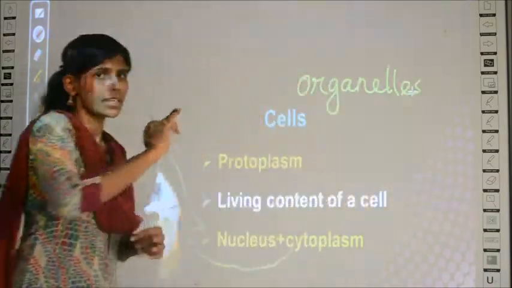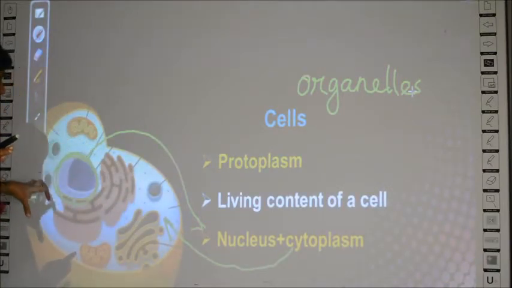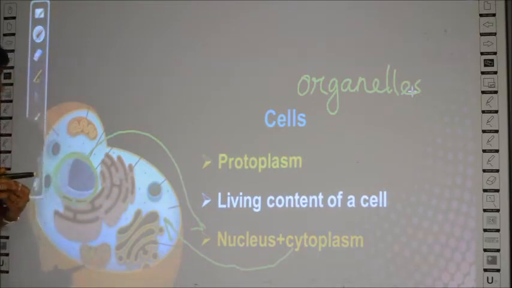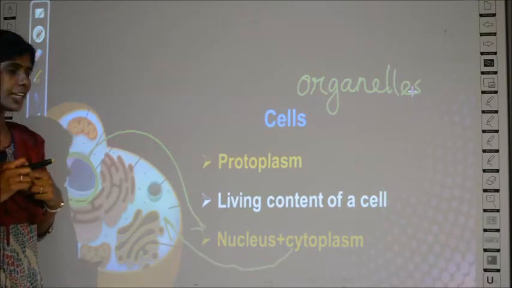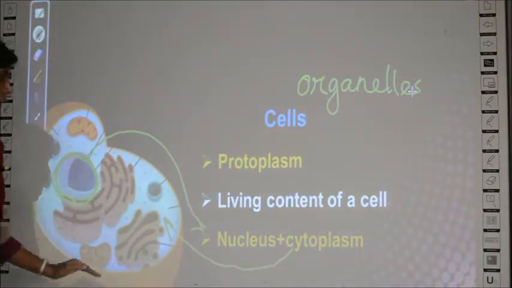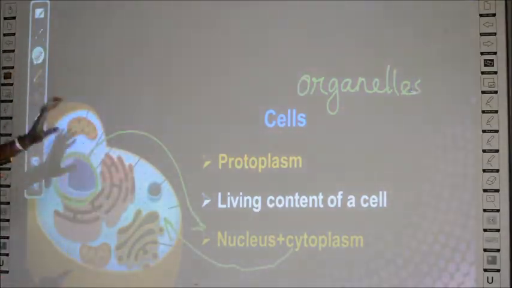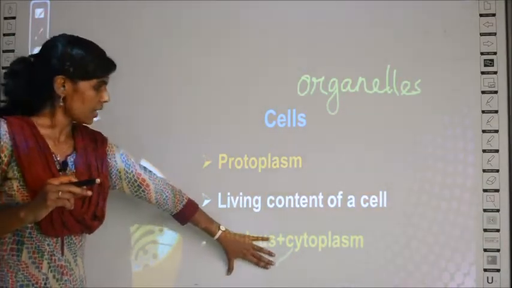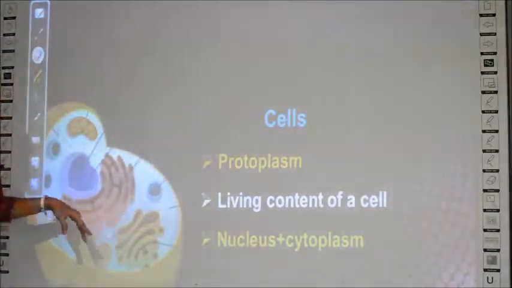What are organelles? Apart from the nucleus and cytoplasm, all the materials you have in a cell are called organelles. This is an organelle, this is an organelle, these are all organelles. Clear? So protoplasm is this nucleus plus this blue color region, that is the cytoplasm. This you have to keep in mind. I will teach you one more term and then we will start learning how to draw and label a plant cell and animal cell. Clear?